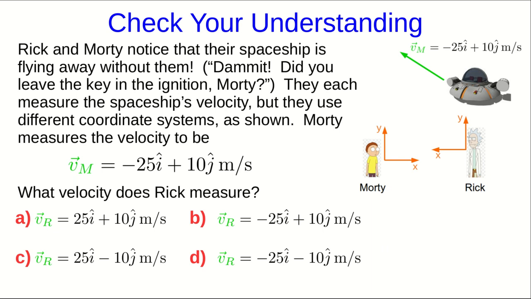Let's check your understanding. So, Rick and Morty have noticed that their spaceship is flying away. Morty, using the axes shown next to him, has measured the velocity of the spaceship to be this. Rick is using these axes, and so what velocity should Rick have measured?